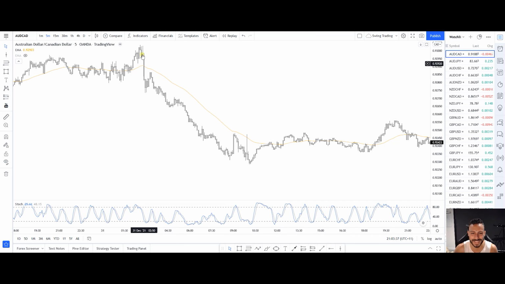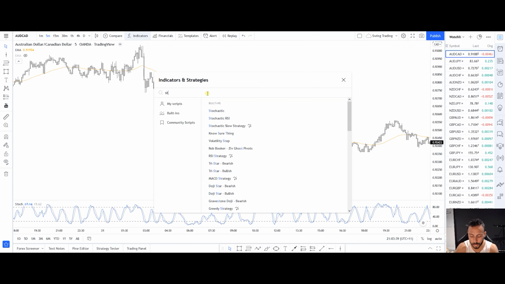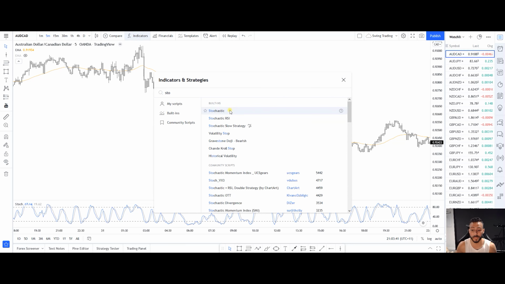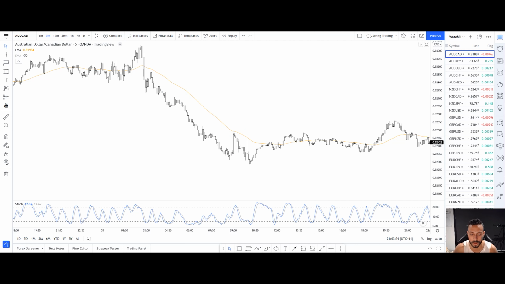The second one we want to add is the Stochastic Indicator. And this is a really good indicator. I've been using this one for years. It works really well for pullbacks and really works well on the lower time frames. Good to scale in and good to catch a really strong trend. So Stochastic is really the one we want to use. Add this one onto your charts.